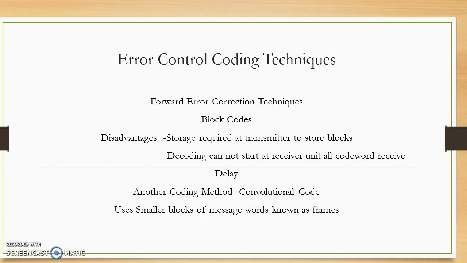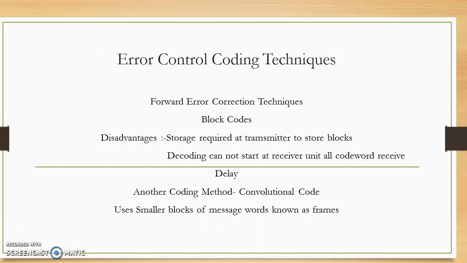Now we have already seen the block codes, but block code has the disadvantage that storage is required at the transmitter side to store the blocks. Second, decoding cannot start at the receiver until the whole code word is received, and because of the storage requirement at the transmitter and decoding, delay is introduced in this whole process. So this is the disadvantage of block codes. So we have introduced another coding method which is called the convolution code.